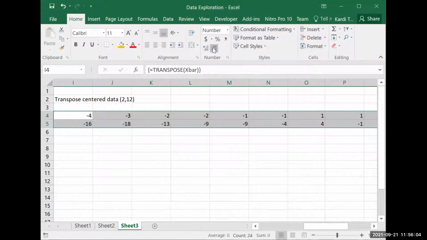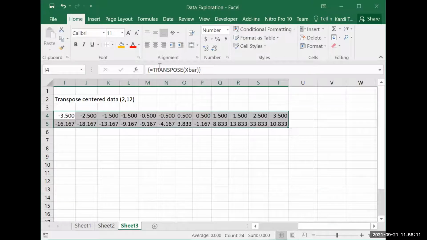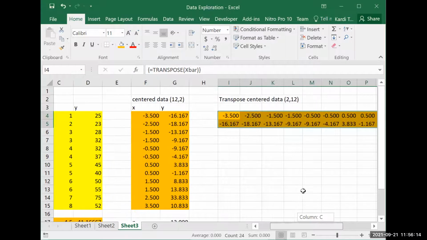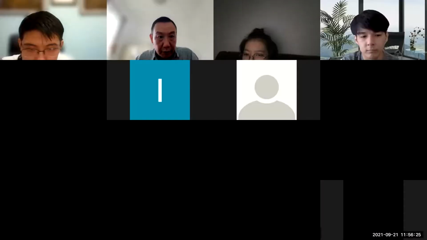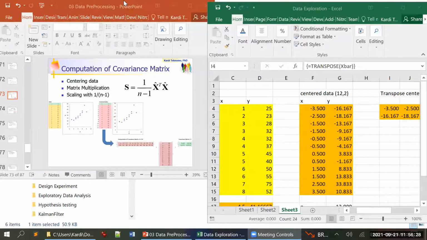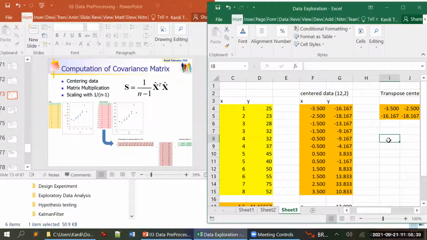Okay, so let's make it 3 digits so that I can make it nice. Okay, so this is the center data. Once I get the center data, what will I do? I need to get the covariance matrix. This is the formula of covariance matrix, right? So I need to multiply. I will multiply X bar transpose by X bar.